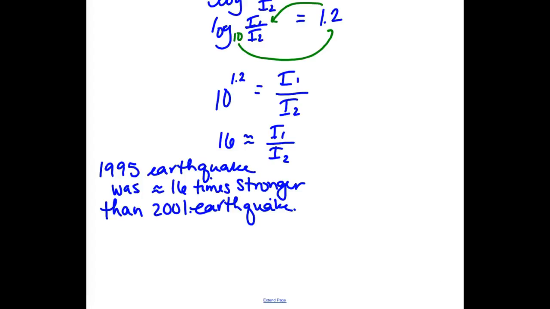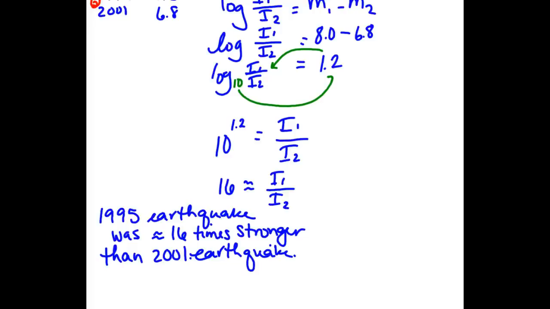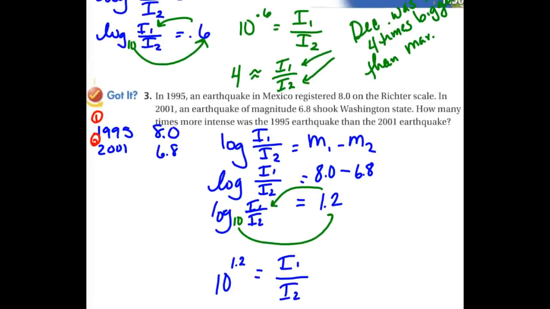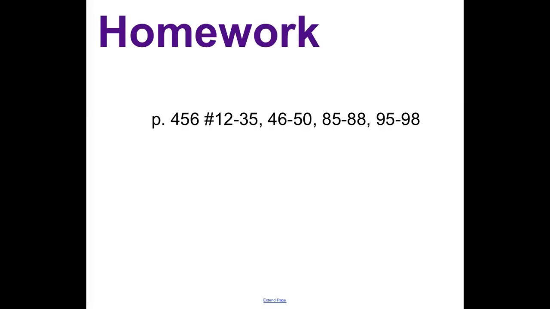All right, so just an example of where you might see logs being used and that logarithmic scale that we call the Richter scale. All right, for tonight, you are going to do page 456, questions 12 through 35, 46 to 50, 85 to 88, and 95 to 98.